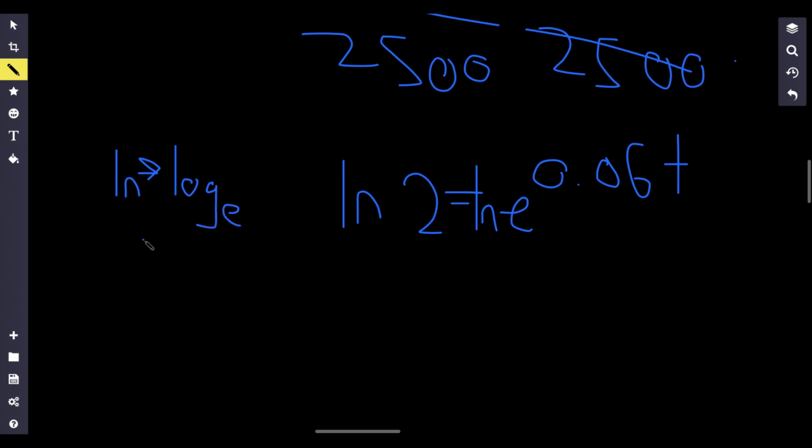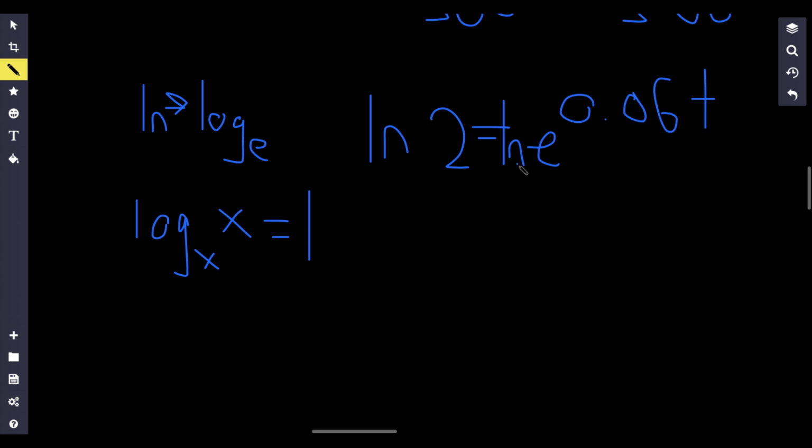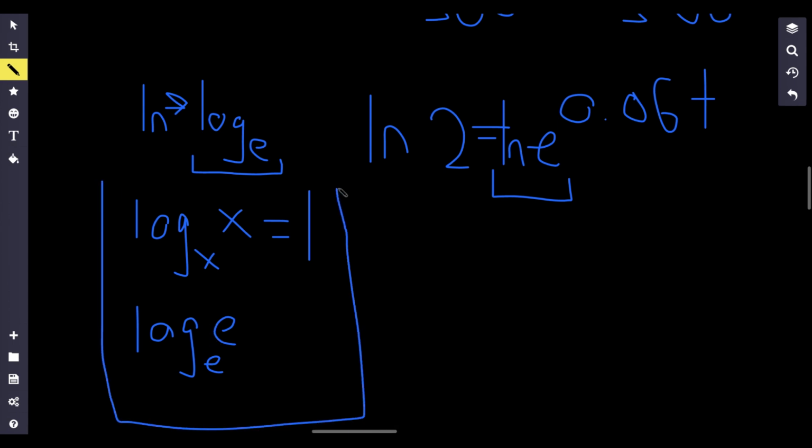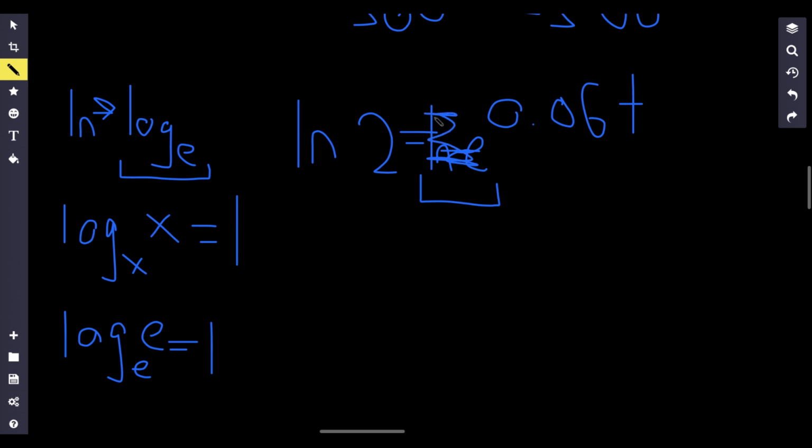Now, one logarithm property that you're going to need to know is that log base x of x is just going to be equal to 1. So in this case, if ln represents log base e, ln of e is log base e of e. Because this is in this format, log base e of e has to be equal to 1. And that makes sense because e to the first power gives us e. So ln of e is equal to 1.